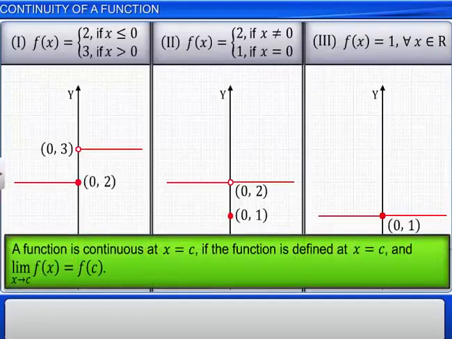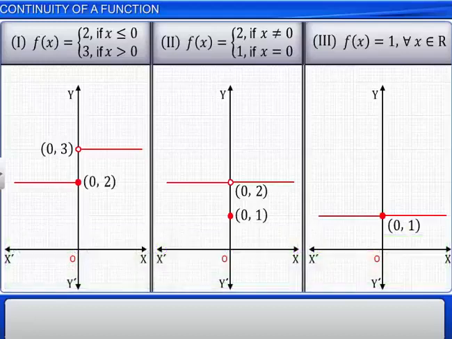Mathematically, a function is continuous at x is equal to c if the function is defined at x is equal to c, and the value of the function at x is equal to c is equal to the limit of the function at x is equal to c.